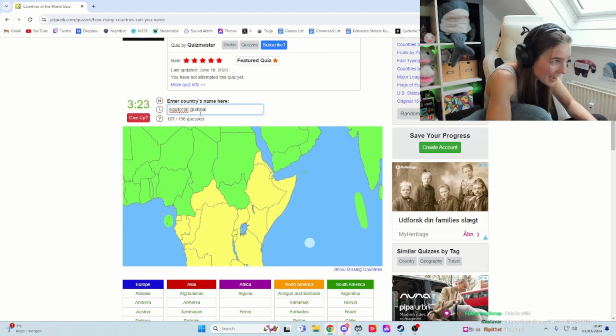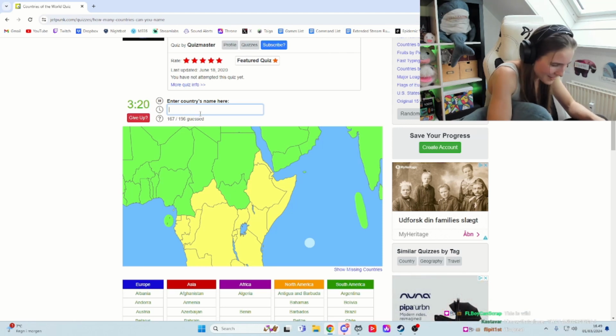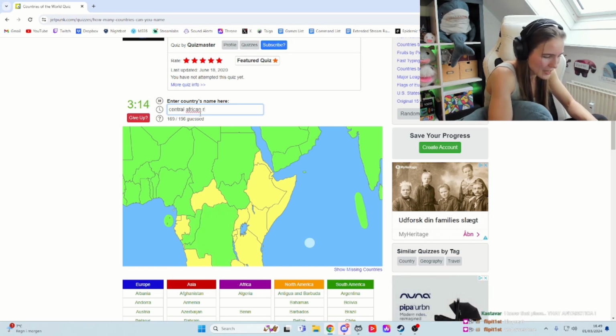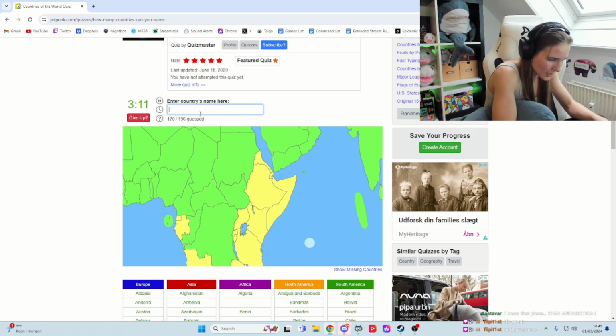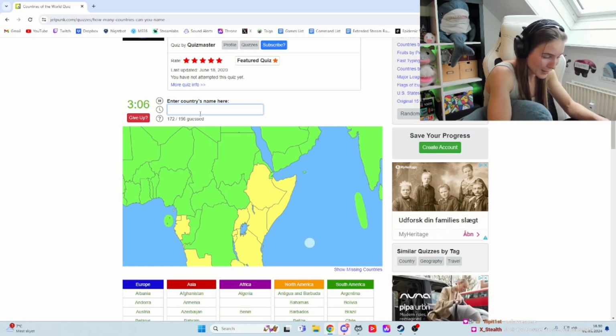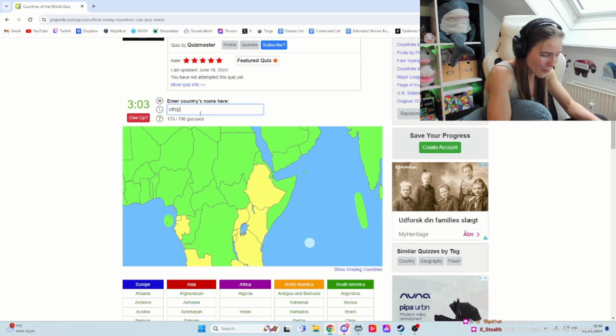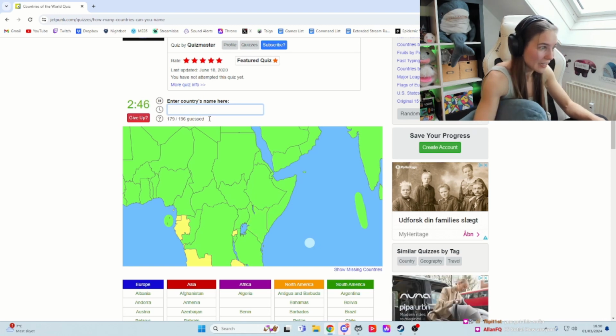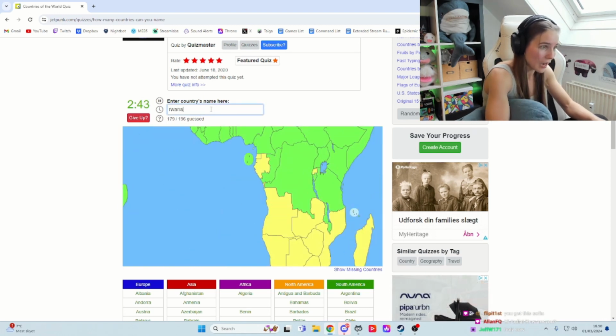Equatorial Guinea. God damn it! I can't spell it! Congo. And we got Central African Republic. We got Eritrea. And we got Djibouti and Somalia and Ethiopia. And we got Tanzania, that was down there. Okay, Burundi, and Malawi is down there somewhere as well. And we got Uganda and Kenya, and we got Rwanda, that was it.